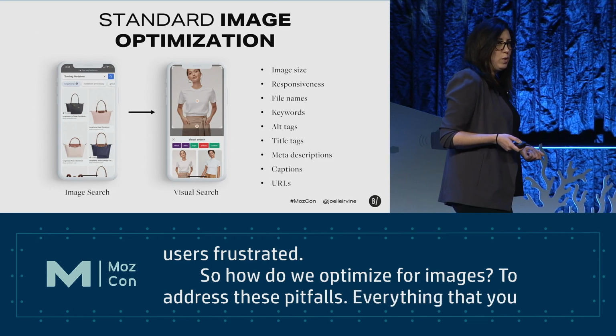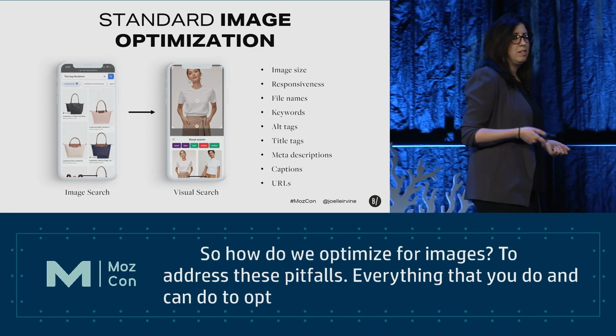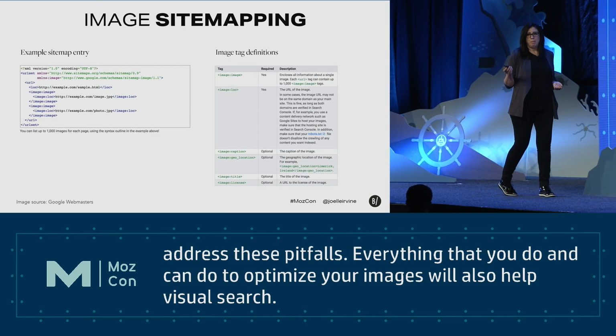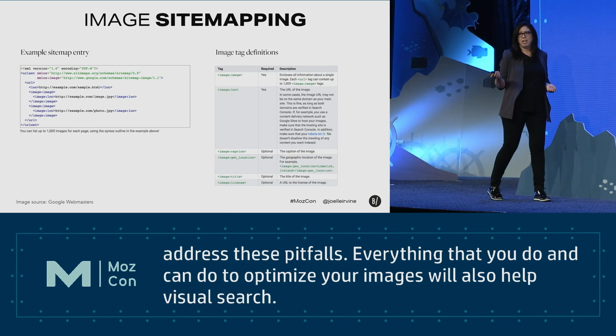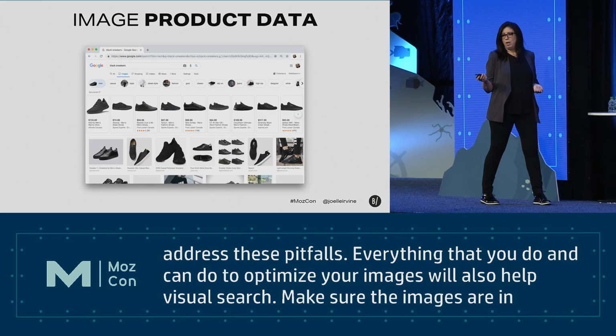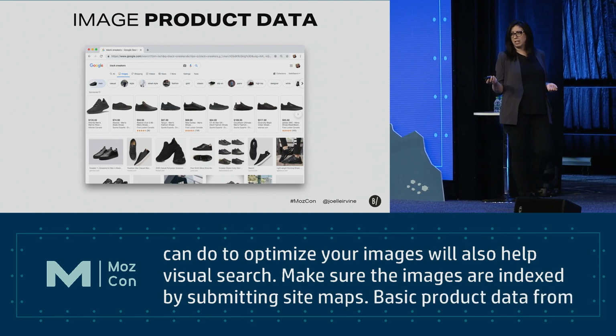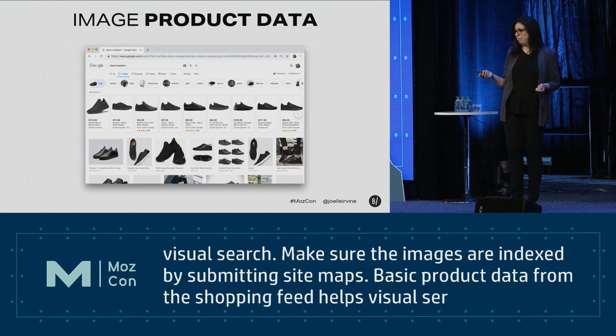Everything that you do and can do to optimize your images will also help visual search. Make sure that your images are indexed by submitting image sitemaps. Basic product data from the shopping feed helps visual search technology understand your content.